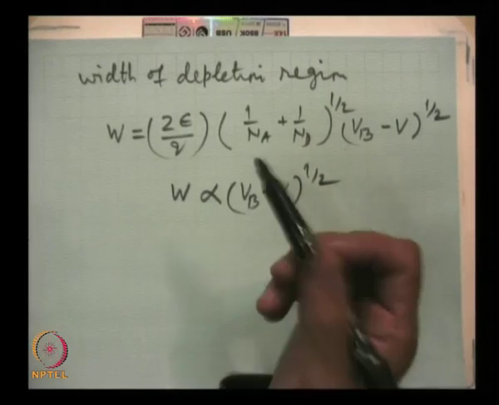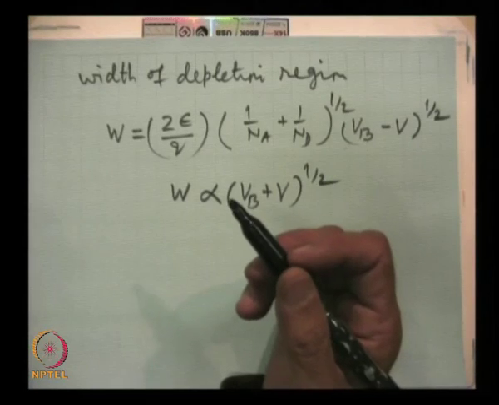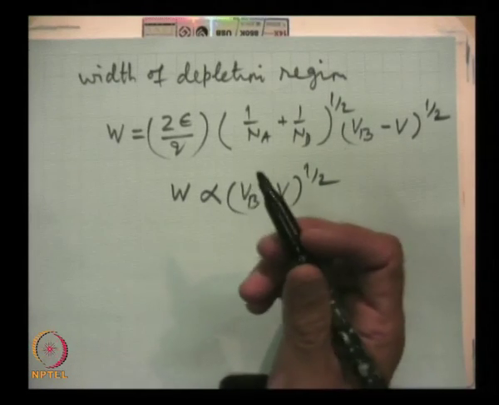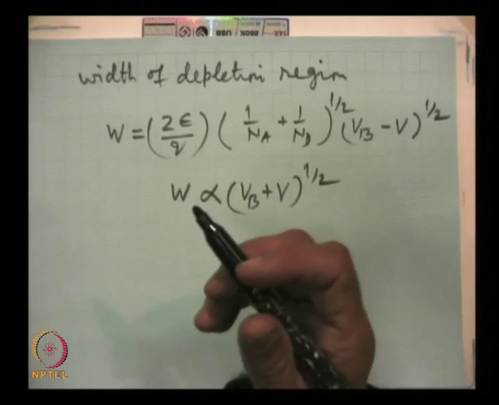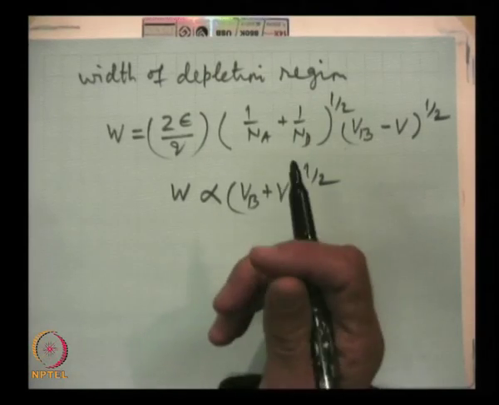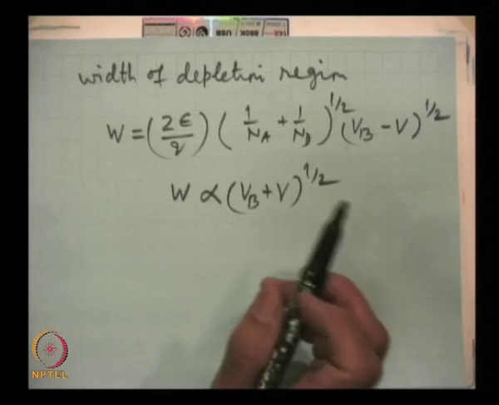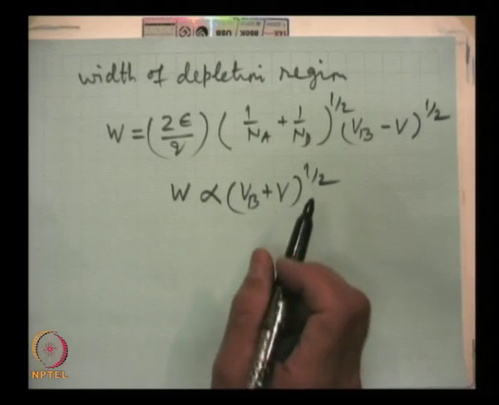And physically you can understand why it should increase, because the reverse bias pulls away the majority charge carriers further away from the junction, and hence more impurity ions are uncovered, and they form what is known as the depletion region, and hence the depletion width increases with the reverse bias.